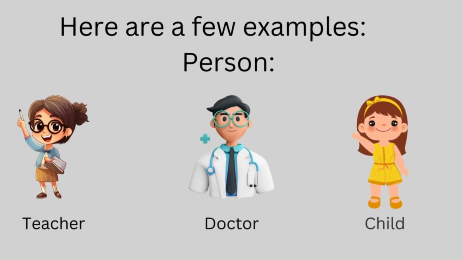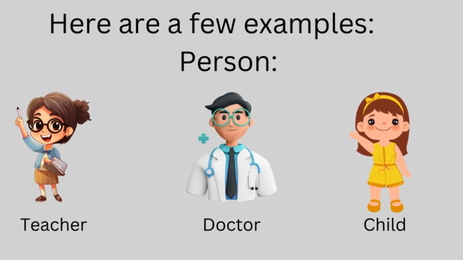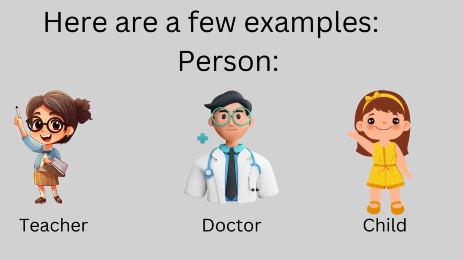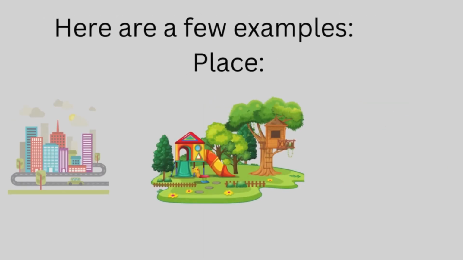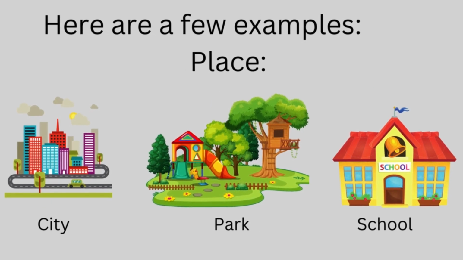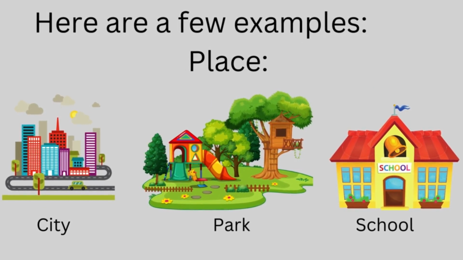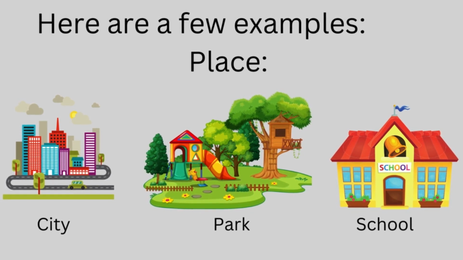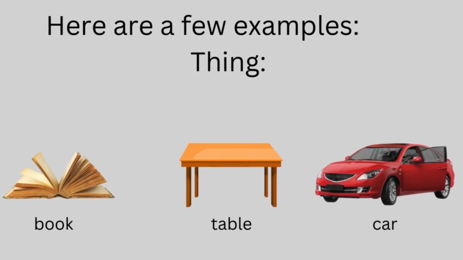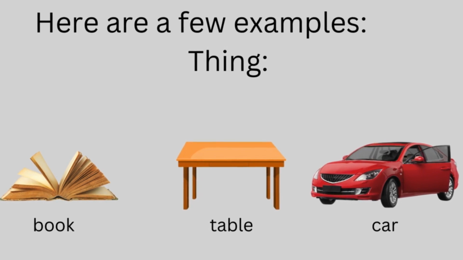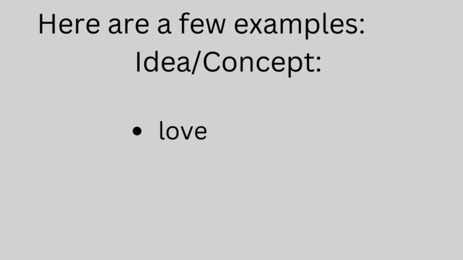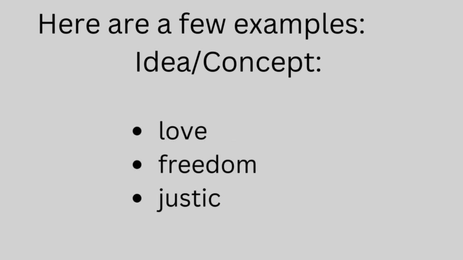Here are a few examples. Person: teacher, doctor, child. Place: city, park, school. Thing: book, table, car. Idea: a concept, love, freedom, justice.